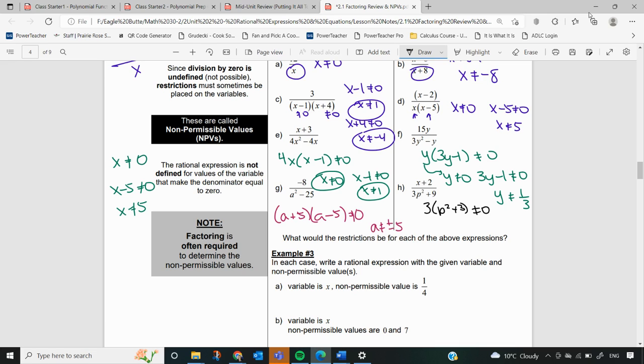That's one way to go about doing it. Another way is to just do what we've been doing, set it equal to 0. p squared cannot equal negative 3. I square root, I can't square root a negative, so I know that this restriction doesn't work. So if there are no restrictions, you can just write NR, or no restrictions.